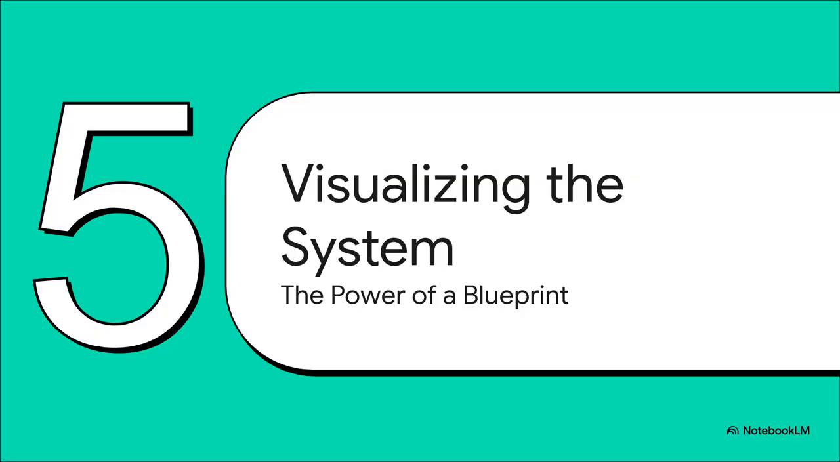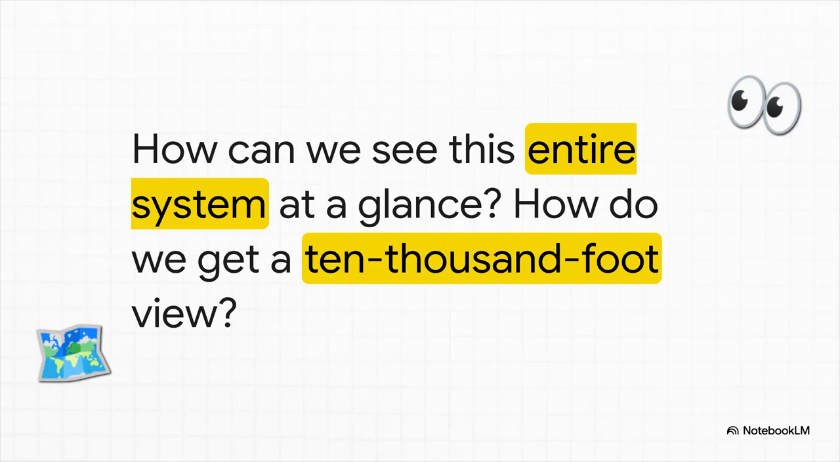Now, writing the code is one thing, but as our systems get more and more complex, just looking at hundreds of lines of code, well, it's like trying to understand a house by staring at a single brick. We need a blueprint. We need a way to see the whole structure. So, the big question is, how can we actually get that high-level, bird's-eye view of our whole system? How can we see all the pieces and all their connections all at once?